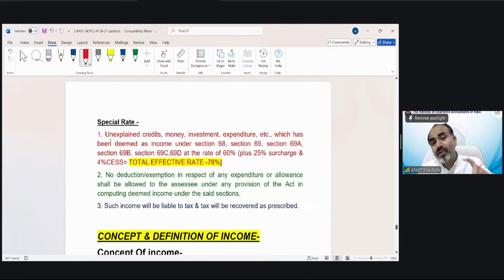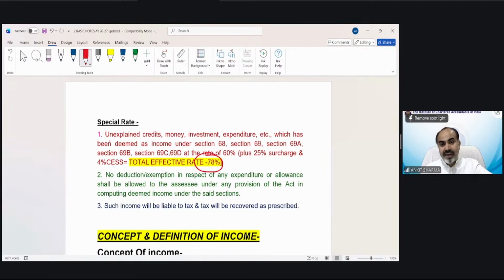Now on this black money, the tax rate is very high. The tax rate is 78%. Normally the tax rates are slab rates of 5%, 10%, 15%, 20% like this, and the maximum tax rate is 30%. But if your money falls under any of the 6 points we have gone through, or if it has been treated as your black money, the rate of tax is 78%.